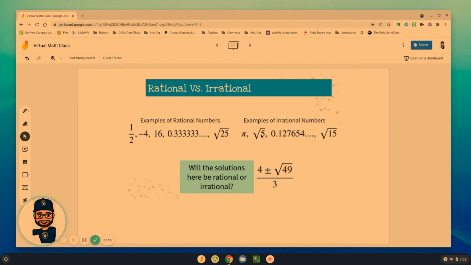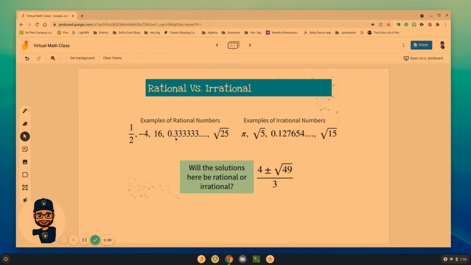Irrational numbers continue on and on forever. They don't have an ending, like pi or the square root of 5 or square root of 15. These numbers are irrational because they don't have a true ending. Rational numbers do have an ending, like 1/2, which is 0.5, or -4, which is -4.0.